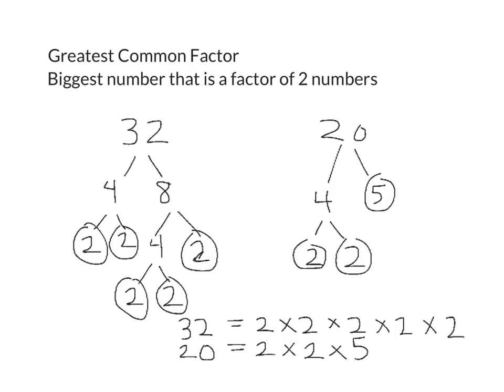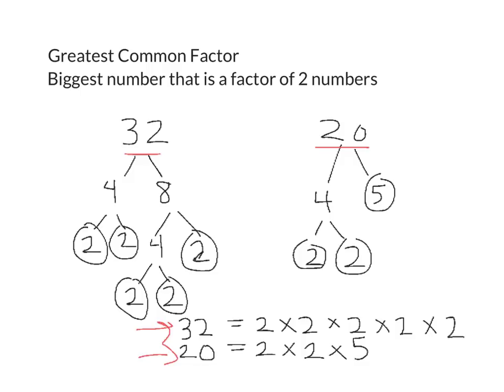So today we're going to review what the greatest common factor is of a couple of different numbers. The greatest common factor is the biggest number that is a factor of two numbers. What I did here was I went ahead and prime factorized 32 and prime factorized 20. I've already talked about how to do that, just breaking it down into prime numbers. So 32 is 2 times 2 times 2 times 2 times 2. That's what that says right there. And 20 is 2 times 2 times 5.